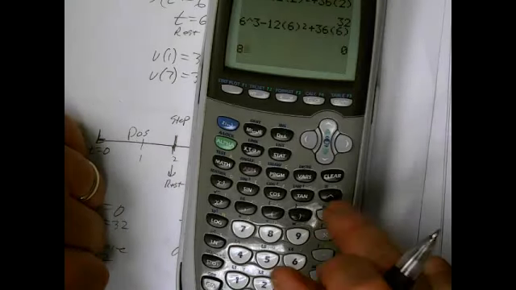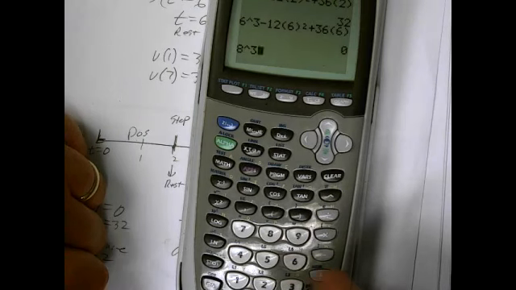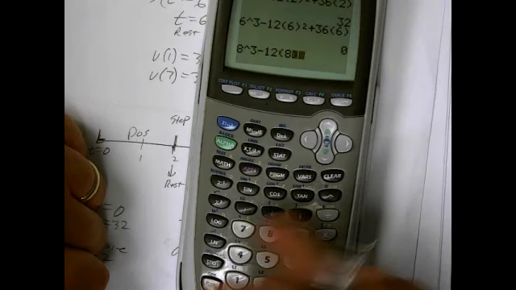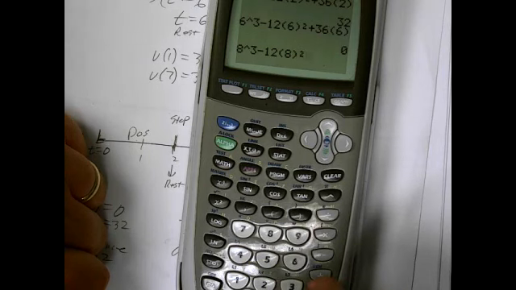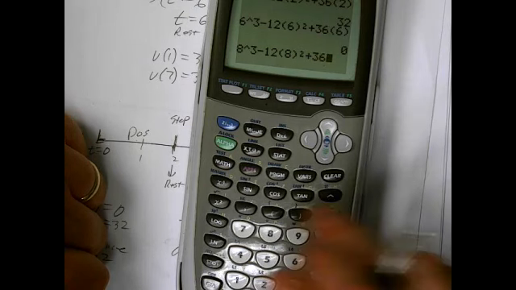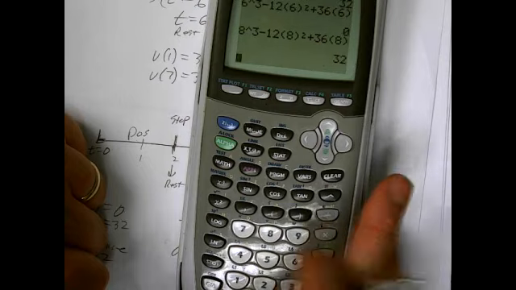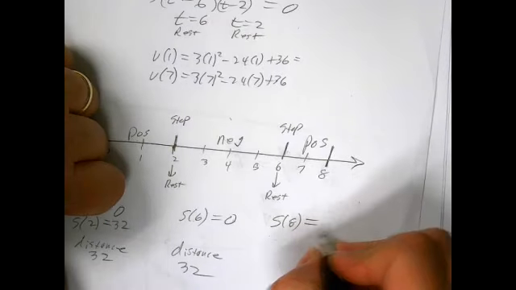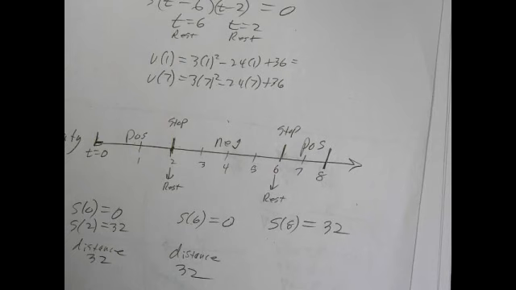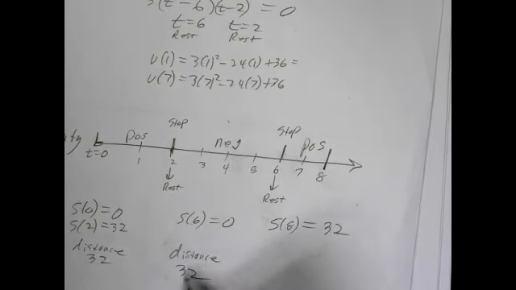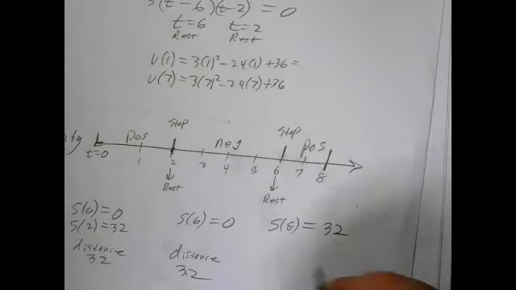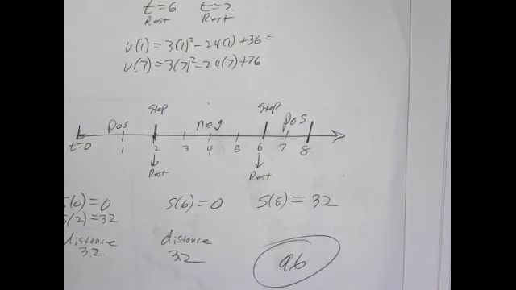8 to the power 3 minus 12 times 8 squared plus 36 times 8. And it's back at position 32 again. All right, so it went 32 units out here, came back 32 units, and then went back out 32 units. Add them together. Total distance traveled is 96.